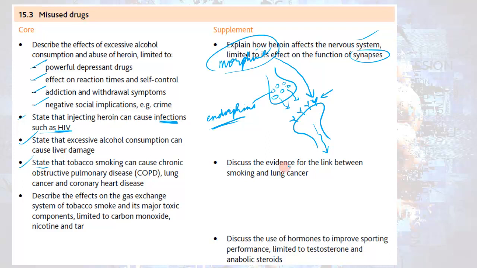Discuss the evidence. We looked at the graphs that showed the link between smoking and lung cancer. Describe the effects on the gas exchange system of tobacco smoke and its major toxic components limited to number 1, number 2, and number 3. Make sure you got all 3 of them. You know their effects. And finally, discuss the use of hormones to improve sporting performance, limited to testosterone and anabolic steroids.